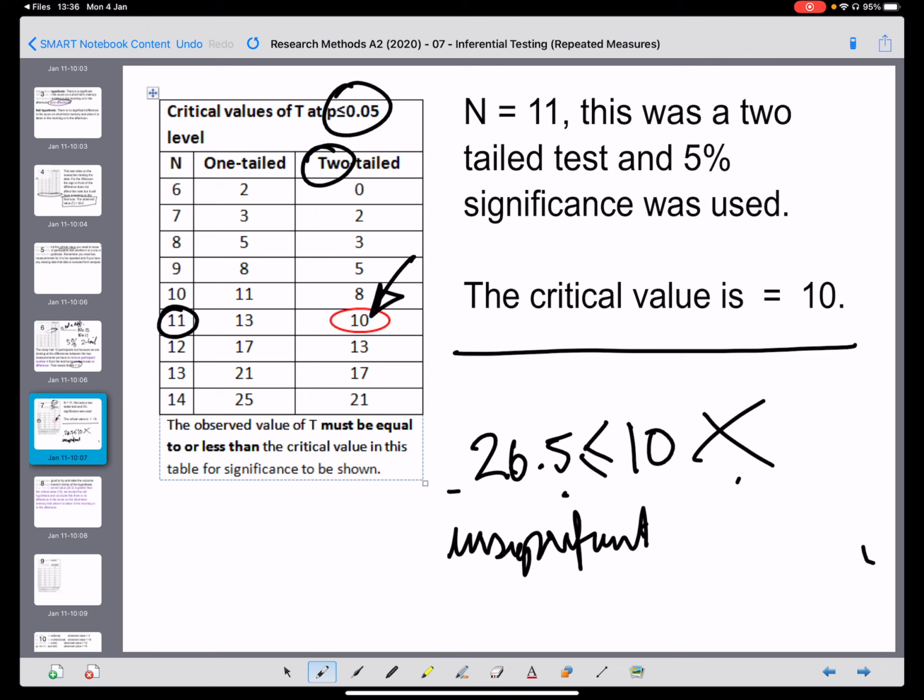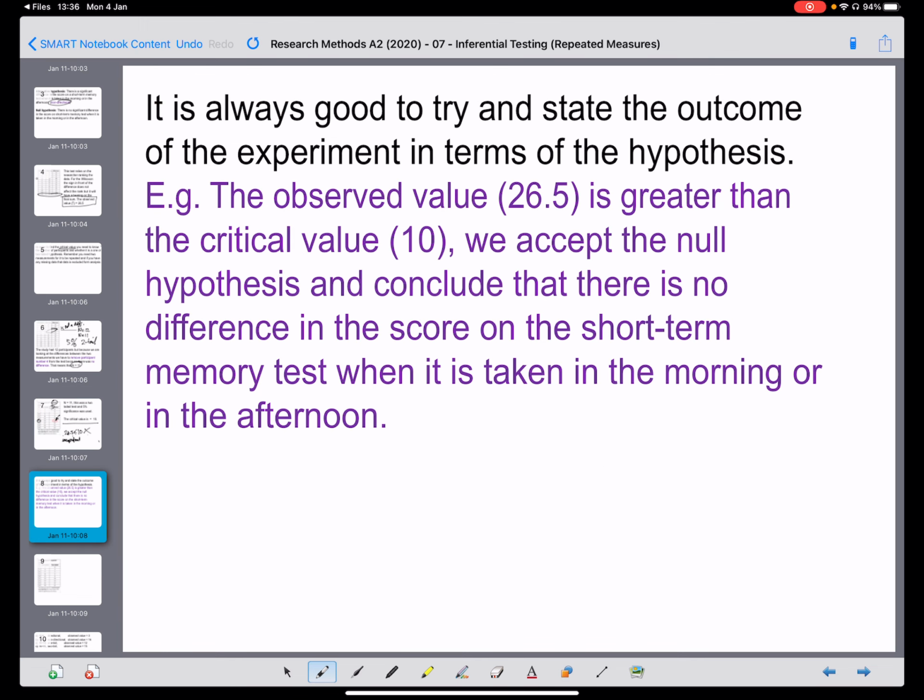And I'm kind of rushing through this because by now I'm hoping that all of this is fairly straightforward, okay? It's always good for you to write these types of things down. So the observed value is greater than the critical value. So therefore, it hasn't met the condition. So therefore, we accept the null hypothesis.